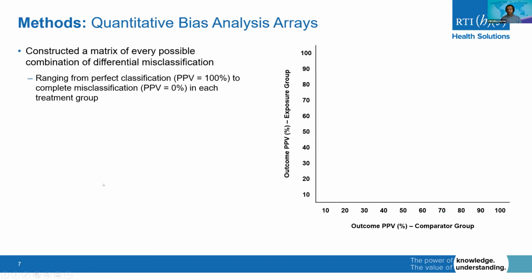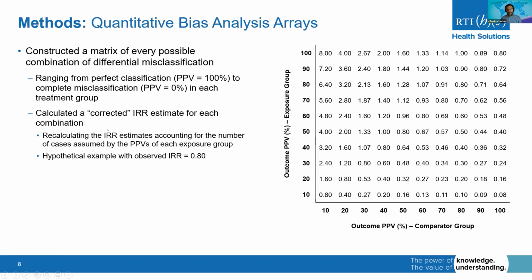So before we get to the actual results, I'll walk you through a simplified version of our process. We constructed a matrix of all possible combinations of treatment group PPVs in each treatment group, ranging from 0%, or complete misclassification, to 100%, or perfect classification, in each treatment group. And on the right, there's the simplified matrix, for example, just showing 10 PPV values for each treatment group.